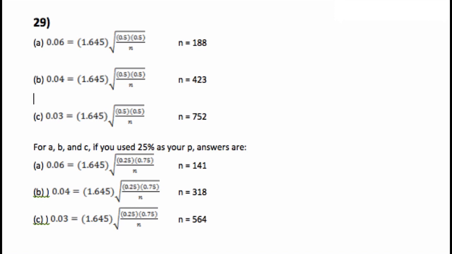Okay, and then remember to undo the square root, you're going to square both sides. So I would start and divide by 1.645 on both sides. I would do 0.5 times 0.5 under the square root. I would get rid of the square root by squaring both sides. And then I would multiply by the reciprocal to get n by itself.